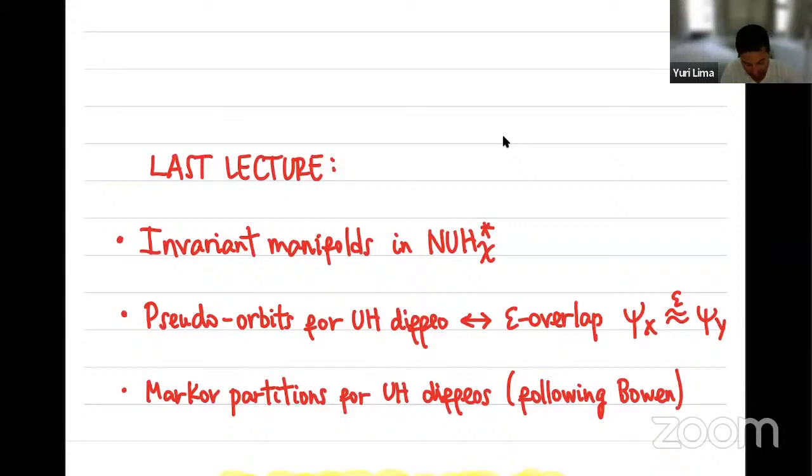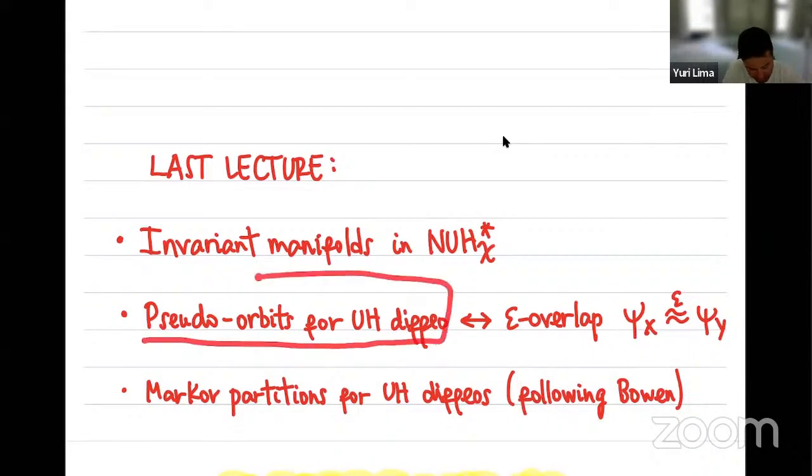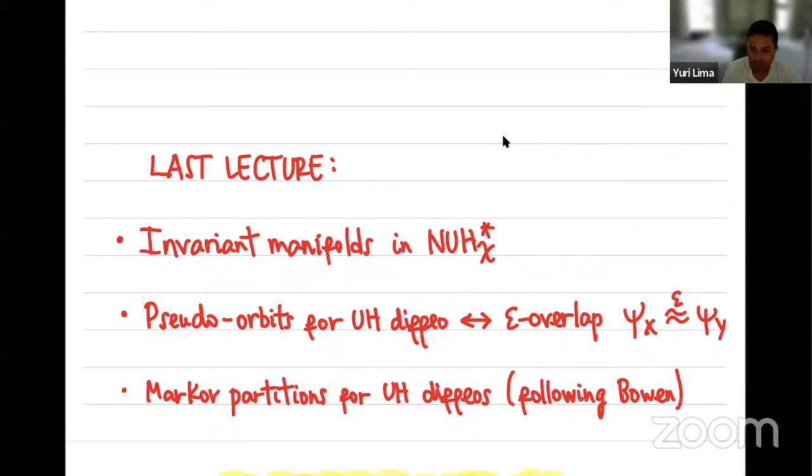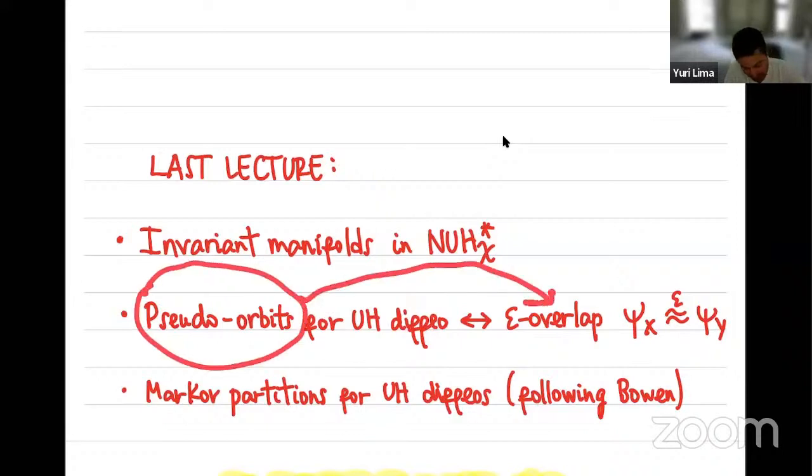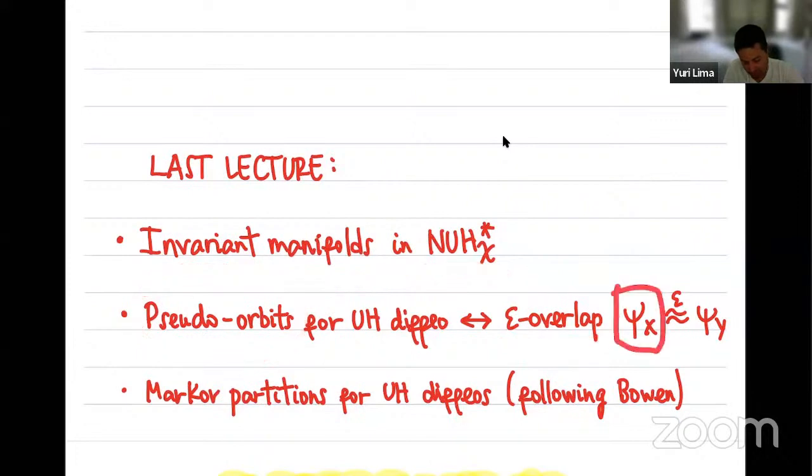The idea was following Bowen's approach of pseudo-orbits. The first thing we did was to introduce pseudo-orbits for uniformly hyperbolic diffeomorphisms. And we rephrased everything about pseudo-orbits in terms of the notion that I introduced called epsilon overlap. You should recall that in the uniformly hyperbolic situation, saying that two Lyapunov charts epsilon overlap is nothing but saying that their centers x and y are close enough.